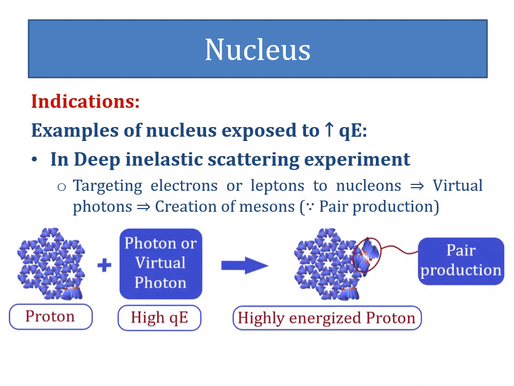By targeting electrons or leptons to nucleons, virtual photons are created during the deep inelastic scattering technique. Nucleons like protons and neutrons absorb excess quanta of energy from the virtual photon, which dissociates a minute fraction of electromagnetically neutral mass of the nucleon into pairs of electron and positron within a nucleon.